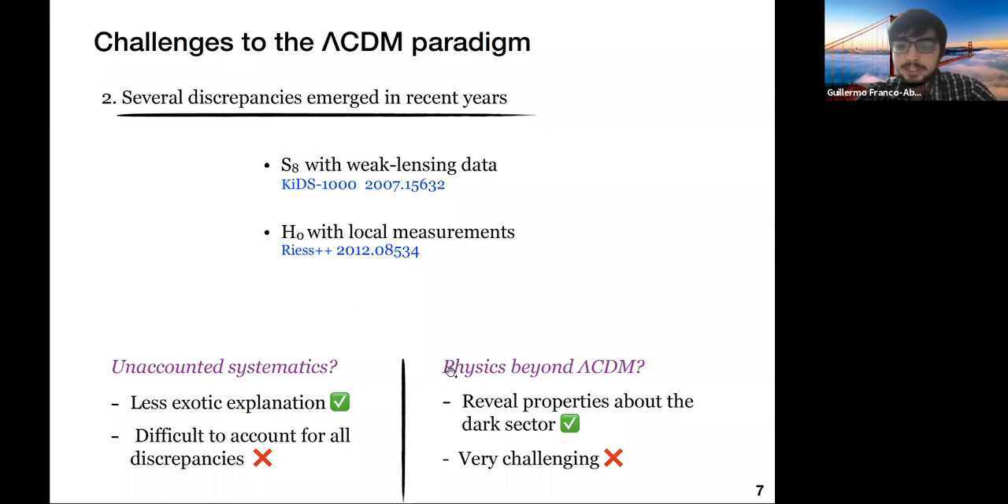Another possibility is that we might have been assuming the wrong model all the time, and we are not correctly interpreting the data. So if we assume a model beyond ΛCDM, we might put these measurements into agreement. For me, the very nice thing about that is that this could reveal some properties about the very mysterious dark sector that I was mentioning before. But the problem is that it is very challenging to build a model that fits all the data as well as ΛCDM.